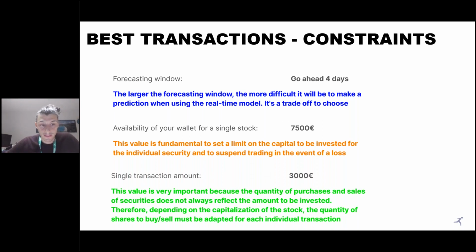And another important thing is this one. When you compute the best transaction for your wallet, you also have to choose the single amount that you want to use for your transaction. This is very important because each stock may have a different capitalization, and at that time you cannot invest, for example, 3,000 euros because there are not so many stocks to buy. So some stocks allow you to buy that kind of amount and other stocks do not. So you have to balance this value based on the stock that you want to trade.